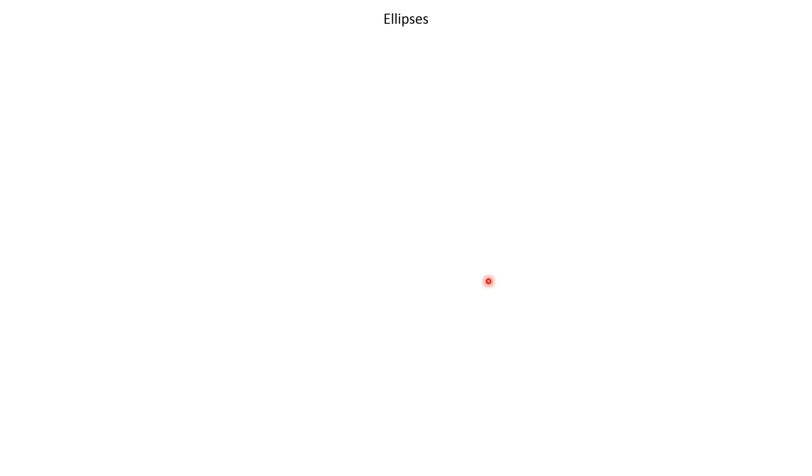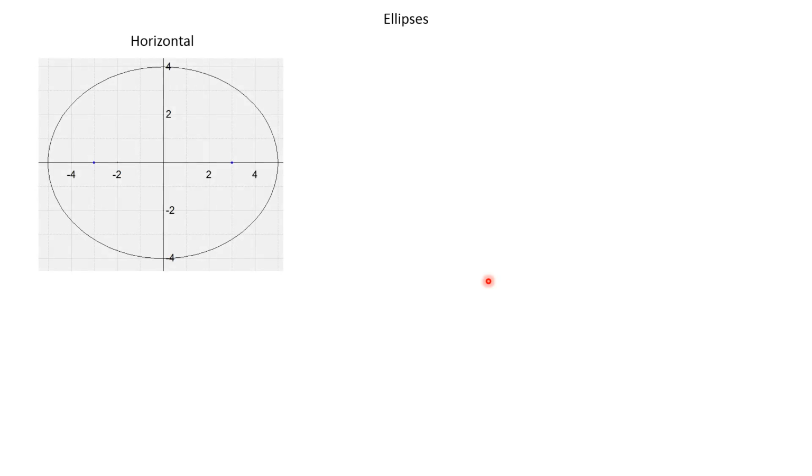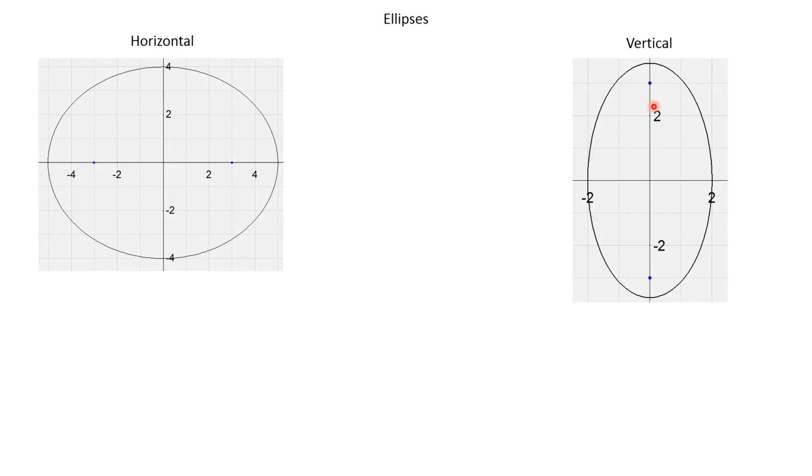But they're just kind of fun. Anyway, let's get to some ellipses. Let's get to some of that vocab. So we have two types of ellipses. We have horizontal ellipses, which are the ones that are wider than they are tall, kind of like the one we were just looking at. And we have vertical ellipses, which are the ones that are taller than they are wide. Notice on horizontal ellipses, the foci are horizontal from each other, and on vertical ellipses, the foci are vertical from each other. It's very important.